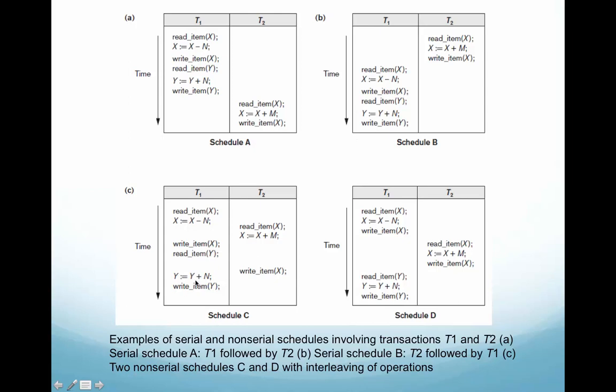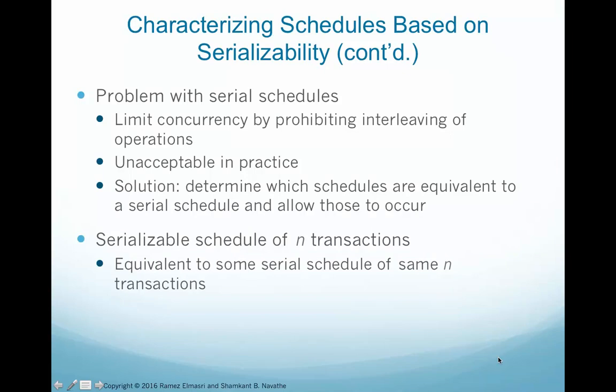In schedule C, we have interleaving, so it's non-serial. We have a few operations of T1 followed by a few operations of T2, again followed by a few operations of T1 and then T2, and so on. And then in a similar manner, schedule D also is non-serial, and there's interleaving of operations.